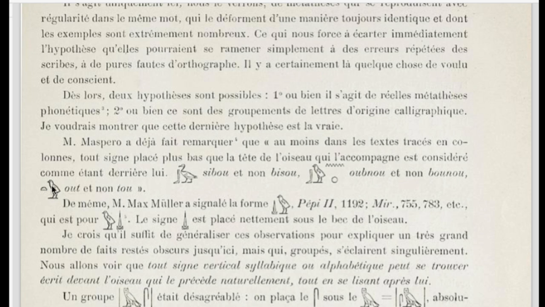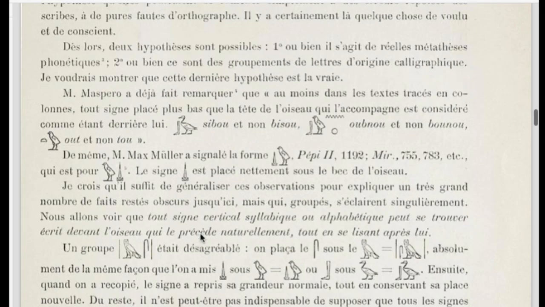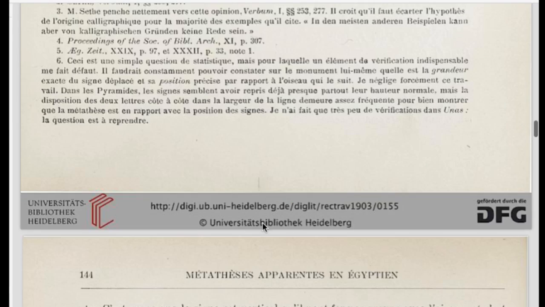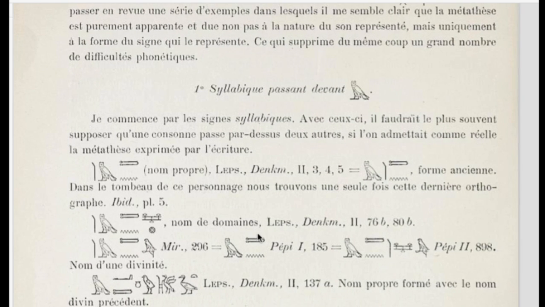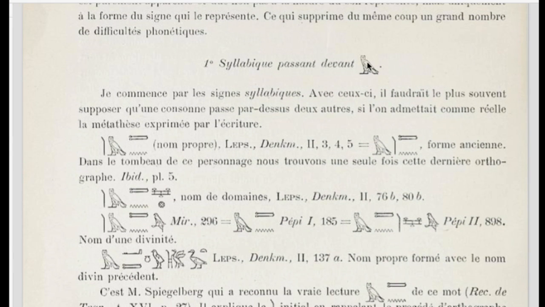And we can see patterns here. All right. So he goes on and on. Here's an example. In this page, he does a full treatment with the owl. He shows how these glyphs are in front of the owl and behind the owl. And he shows back and forth graphic transposition taking place with the owl.